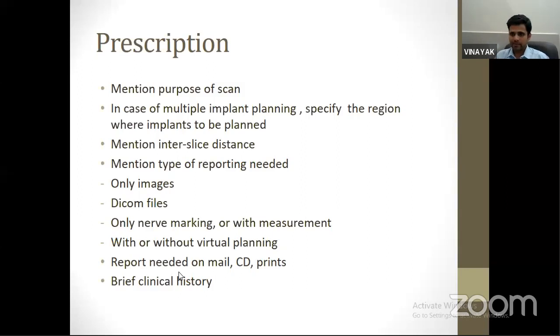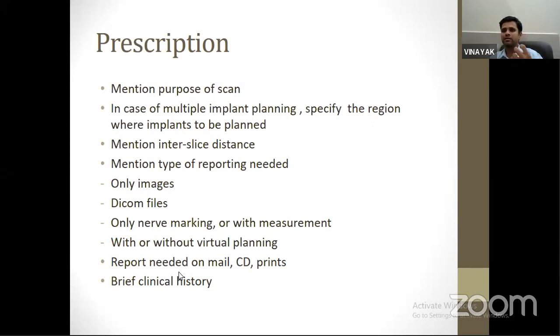Whether we want it at 1 mm, whether we want it as 2 mm. For implant, it is okay 1 mm or 2 mm. But if you want to do it for an endo purpose, then you might need it at 0.5, 0.4, 0.3. So that you can ask. And many a times we are well versed with the software, so we don't need reporting. So we can just mention, we don't need any type of reporting, or we need only images and we will do our own measurements, or we need only DICOM images that we can open in some other software.